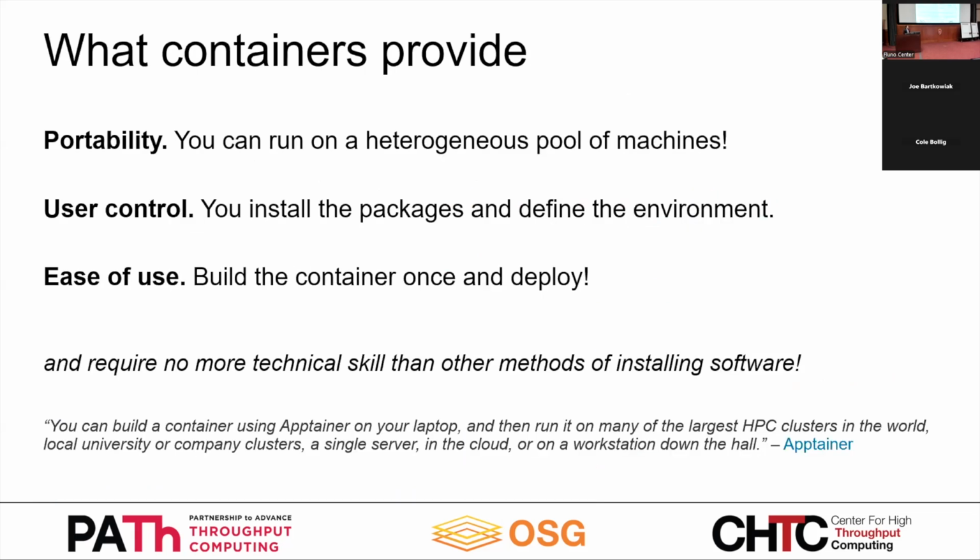Containers provide this portability, which is very helpful on the Open Science Pool because you can run on a heterogeneous pool of machines. The Open Science Pool is very, very heterogeneous. You don't know what machine you're going to land on. So a container contains that environment for you so you know it's going to be consistent. It also gives you control over what packages you want to add. If you need a specific version of Python or a specific package in there, you can install that yourself. And it's relatively easy to build. You just build the container once, and then you can deploy it.